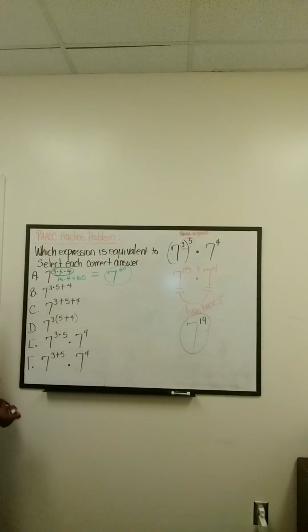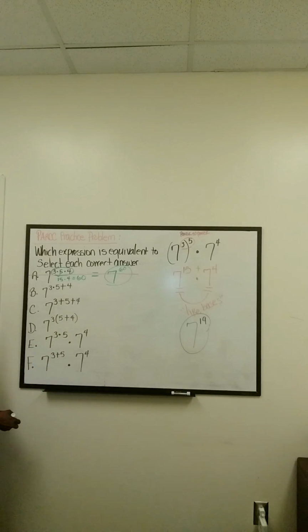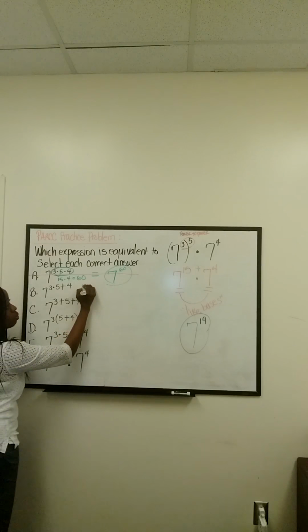Let's look at B. In B, we have 7 being raised to the 3 times 5 plus 4. In this case, we would use the order of operations, and using the order of operations requires us to multiply before we add. So we multiply 3 by 5 and we get 15, and 15 plus 4 is 19. So that gives us a result of 7 to the 19th, which matches our original answer. So we know B is a choice.